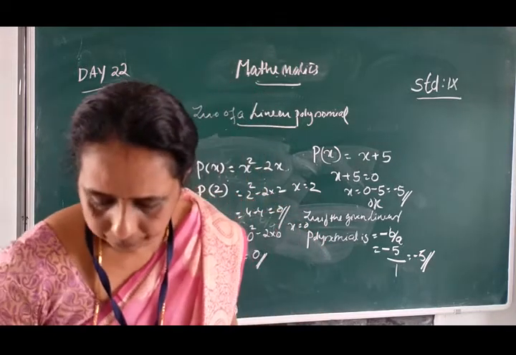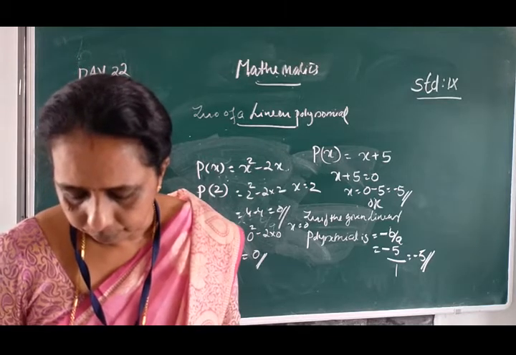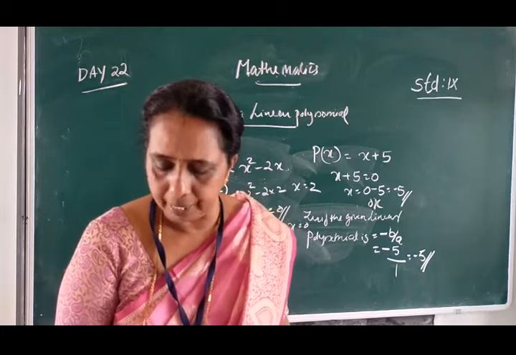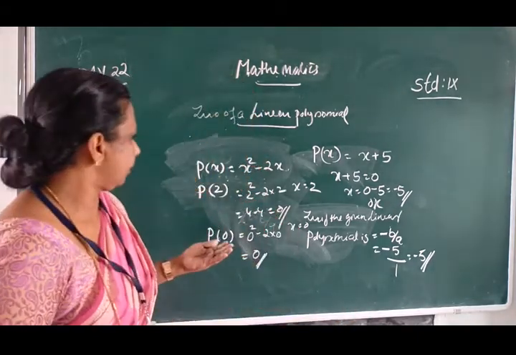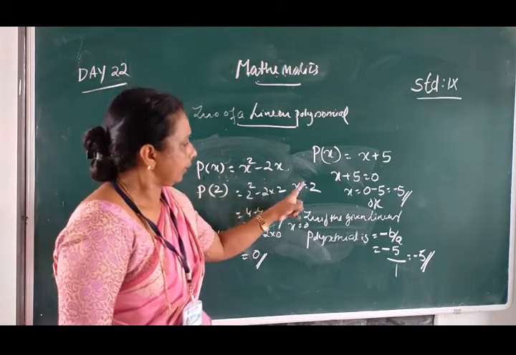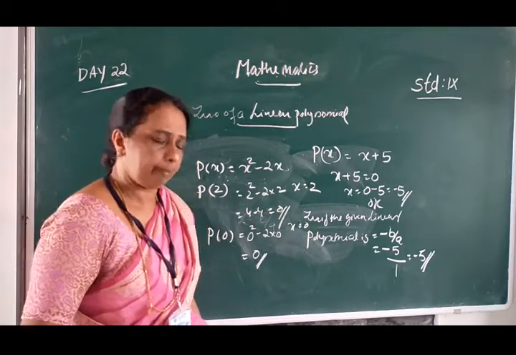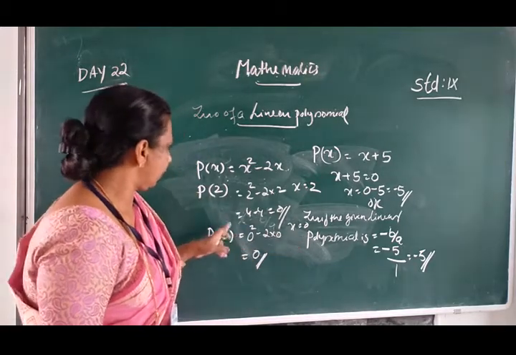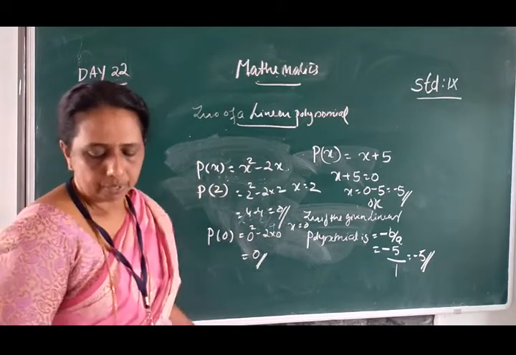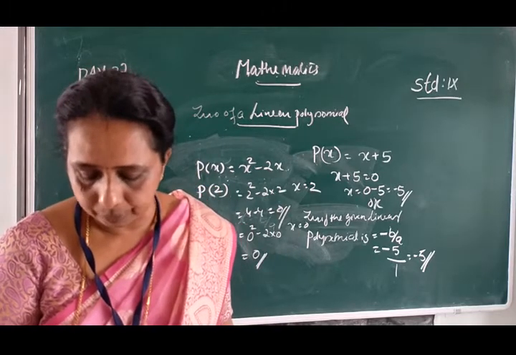In your textbook, page number 34, 5 points are there. A zero of a polynomial need not be 0. Listen here, 2 is the zero of this polynomial. Okay, this zero need not be 0, but sometimes 0 is the zero of the polynomial. Here in this polynomial, 0 is the zero of the polynomial. That is the first statement, page number 34. All of you open your textbook and look.